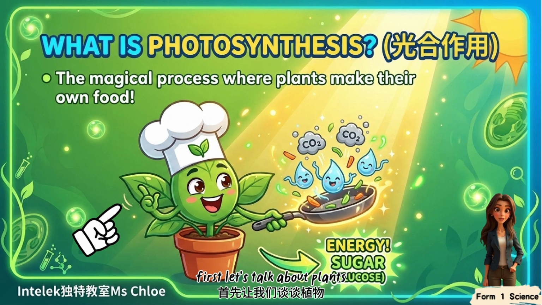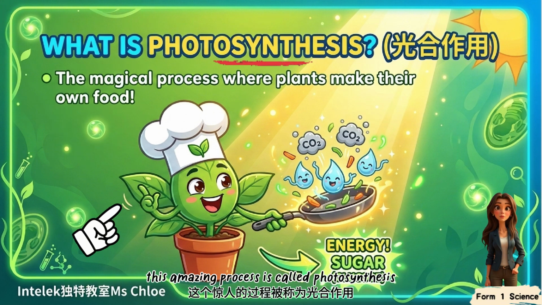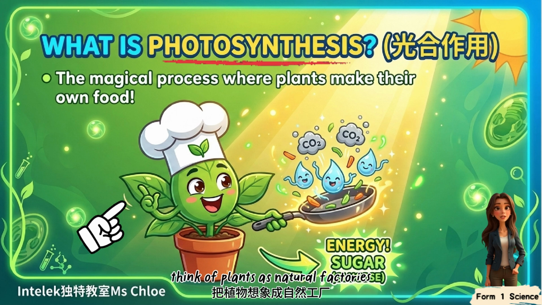First, let's talk about plants. Unlike animals, plants are autotrophs, meaning they can produce their own food. This amazing process is called photosynthesis. Think of plants as natural factories that turn raw materials into energy.